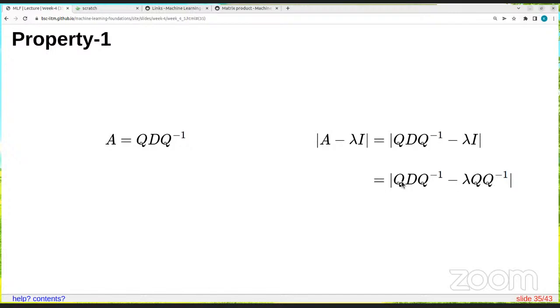So now notice that there is a Q to the left of D and Q inverse to the right of D. Likewise, here you have a Q to the left of I and Q inverse to the right of I. So I can just do this kind of decomposition: Q times D minus lambda I times Q inverse. Okay, is this part clear? Okay. Now what is the next step?